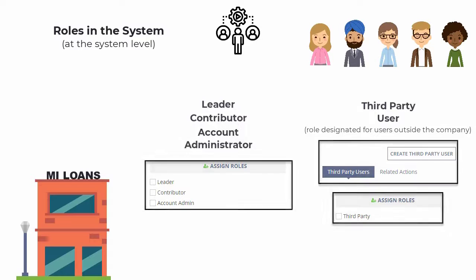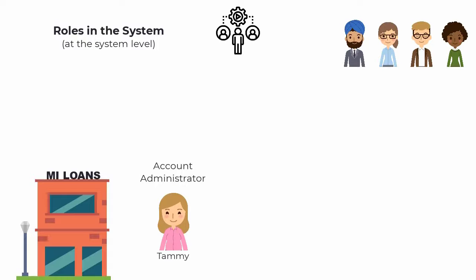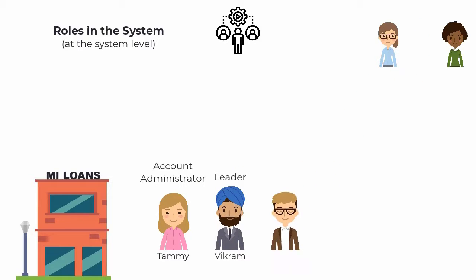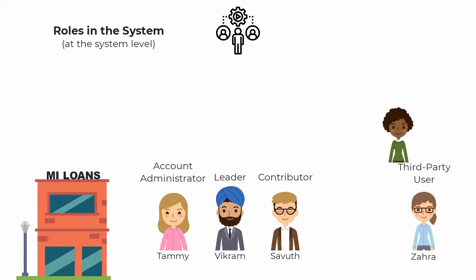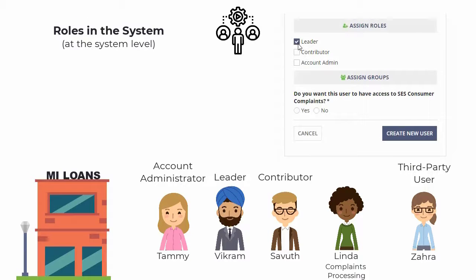Here are the roles each person will hold at My Loans at the system level. Tammy will serve as the account administrator, meaning she will be able to add and remove user accounts and roles. Vikram will hold the leader role. Savut will hold the contributor role. Zara will be a third-party user, and Linda will be responsible for processing complaints. So Tammy, the AA, will need to place Linda in the complaints group and give her the leader role in the system.